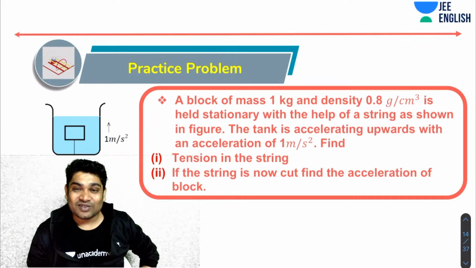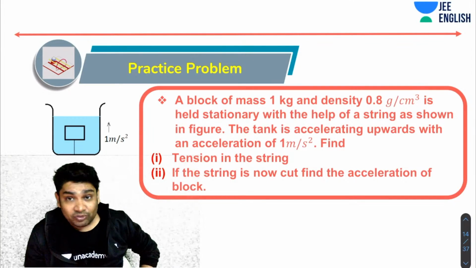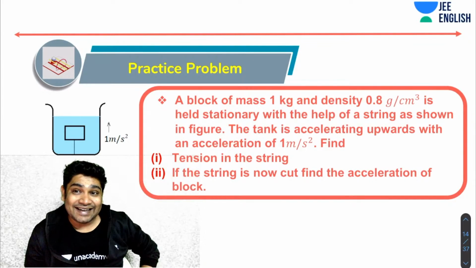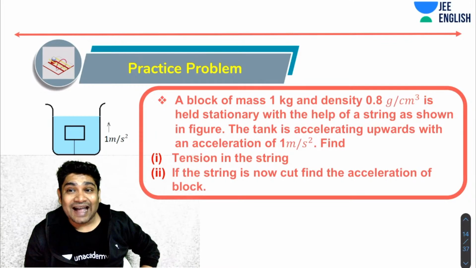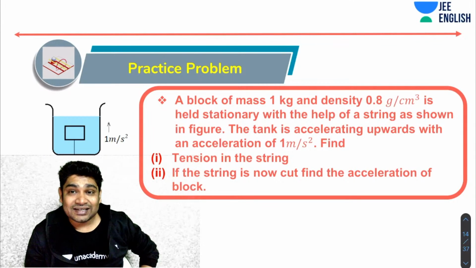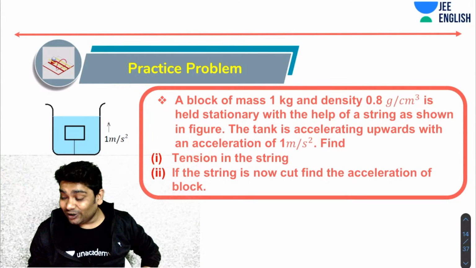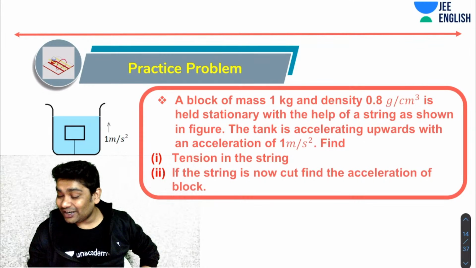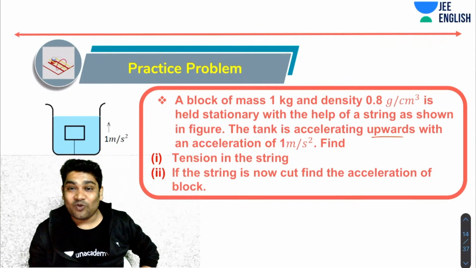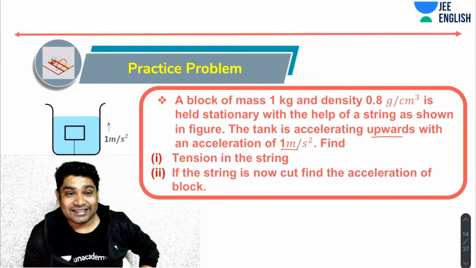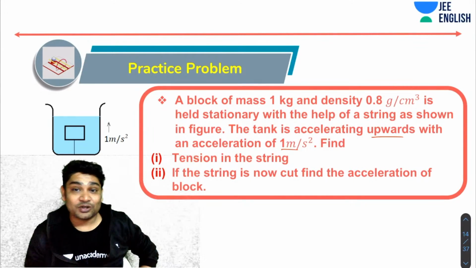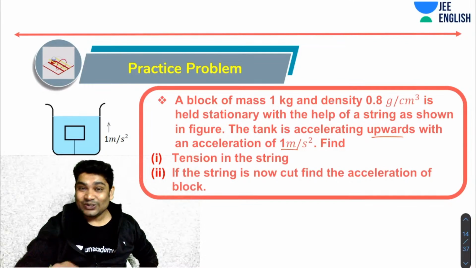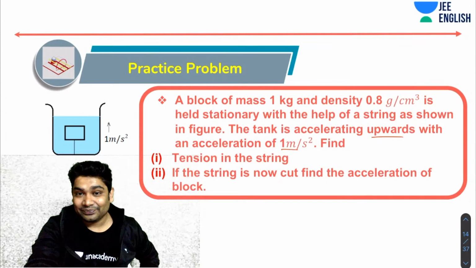All right, so this is a question that relates to that. A block of mass 1 kg and density 0.8 gram per centimeter cube is held stationary with the help of a string as shown in the figure. Now the tank is accelerated upwards with an acceleration of 1 meter per second square. You have to find the tension in the string, and, if the tension is correct, what is the acceleration of the block? Try and figure this out.